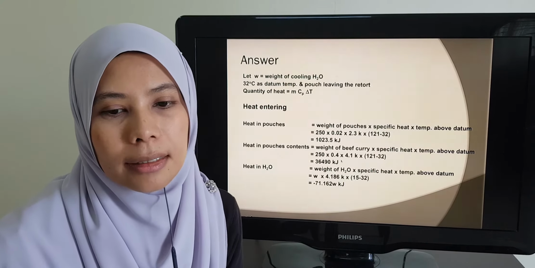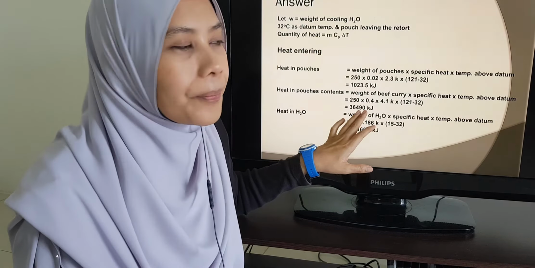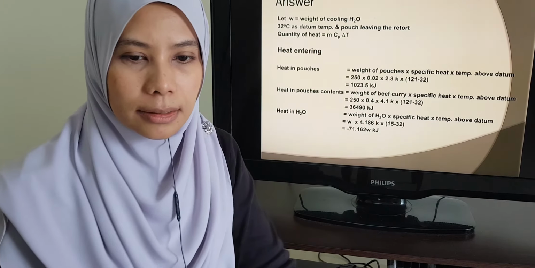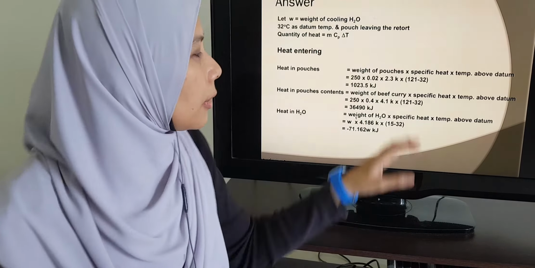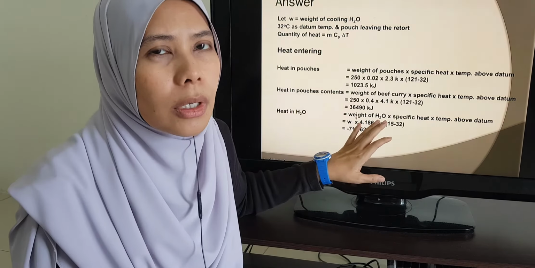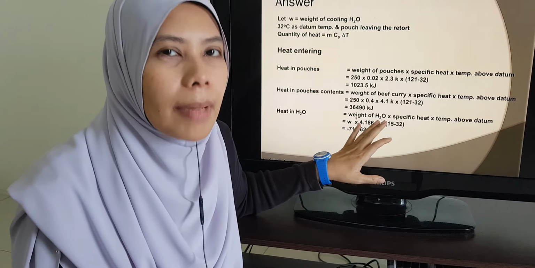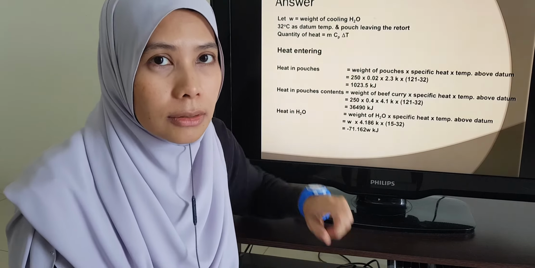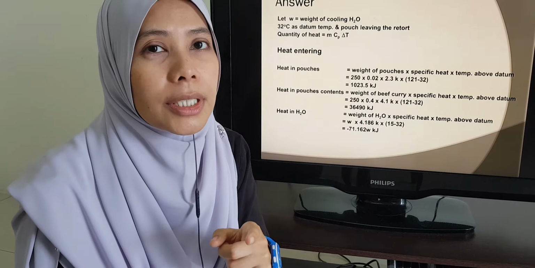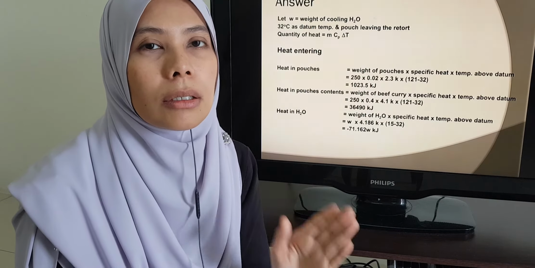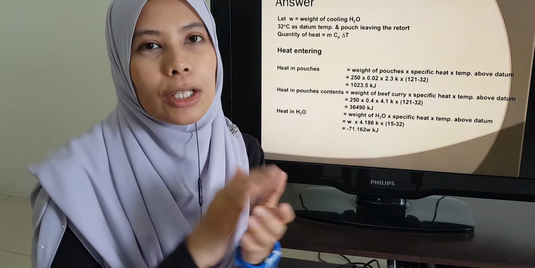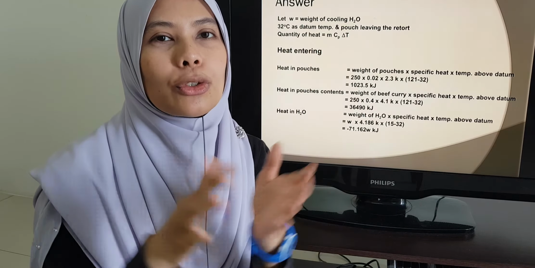You will get the value of heat for the beef curry pouch content. Okay, and then for the water, the weight of H2O. We do not know the mass of cooling water required to cool down the temperature. Right? That is the trick of this particular question. 20 kilograms is not the amount of cooling water that is being supplied. It is there to trick you.